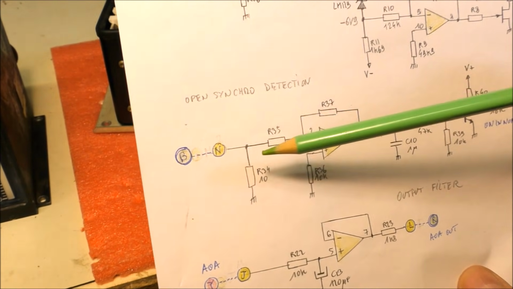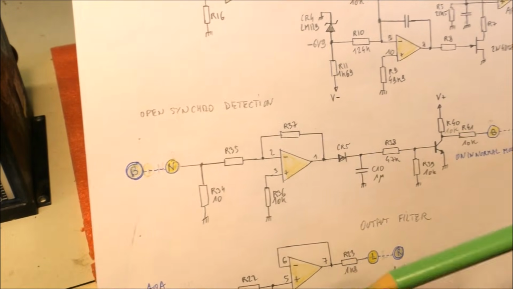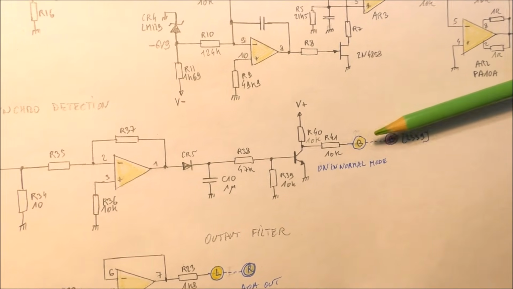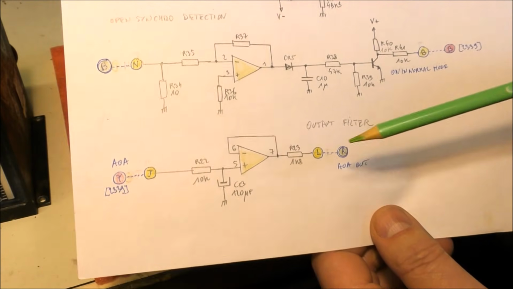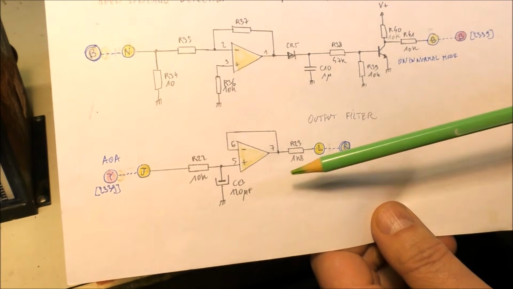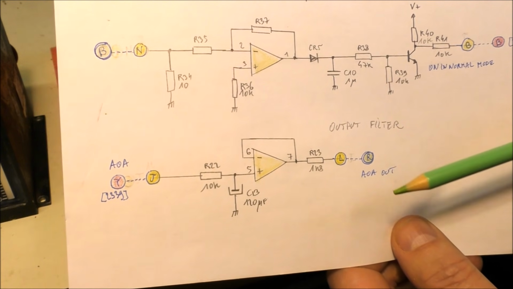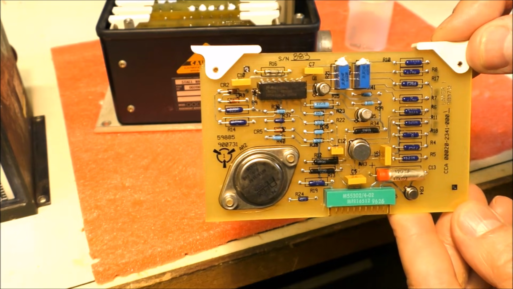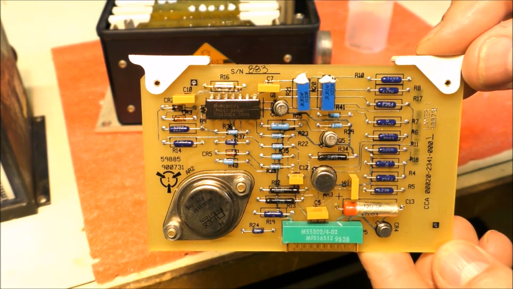There is a current sense resistor of 10 ohms, so the current is detected. This is a fault signal. And on that board there is also a voltage follower. This is the angle of attack output. So this is the first board, which permits to drive the synchro of the angle of attack sensor.